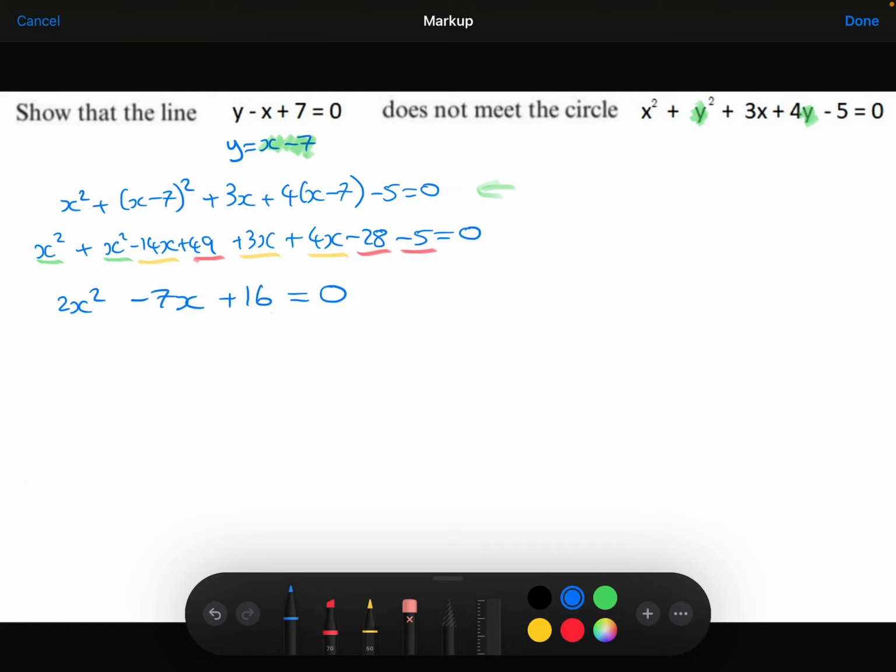Now, we've got this quadratic, 2x squared minus 7x plus 16. If I could solve this equation, it would give me the x coordinates where they intersect. But remember, I need to show they do not intersect, which means that this equation here should not have any solutions. And if a quadratic doesn't have any solutions, then its discriminant should be negative. So let's check that. Let's work out the discriminant for this equation. The b is minus 7.